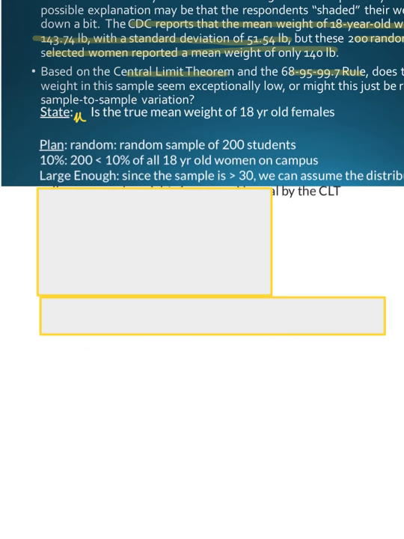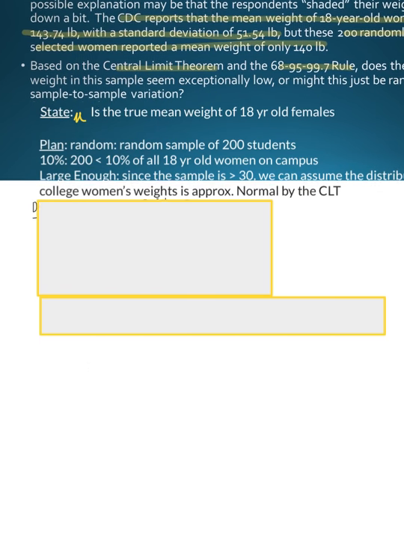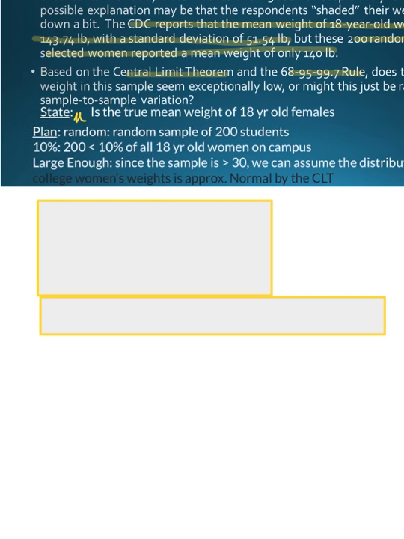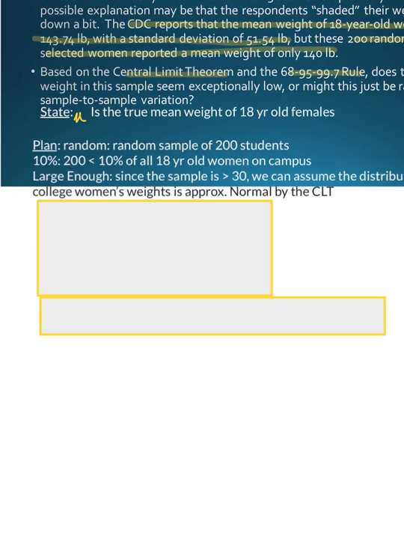For the large enough, because the sample size is larger than 30, right? 200 is definitely larger than 30. We can assume that the distribution of college women's heights is approximately normal by the central limit theorem. What's left for us to do is the do step.